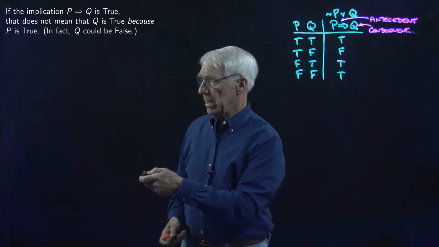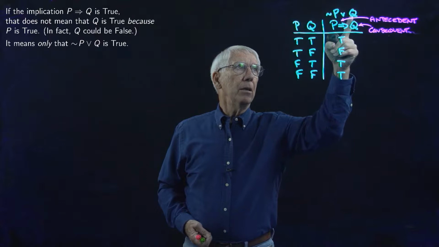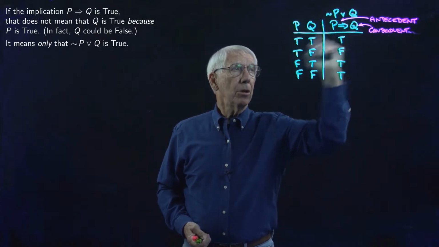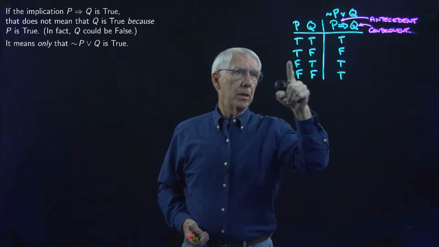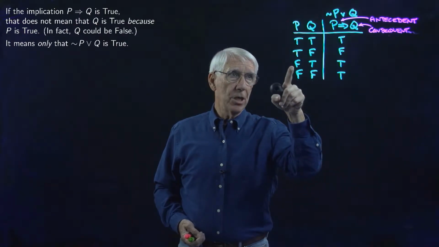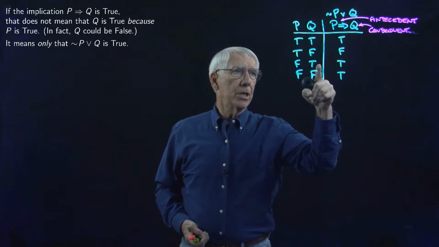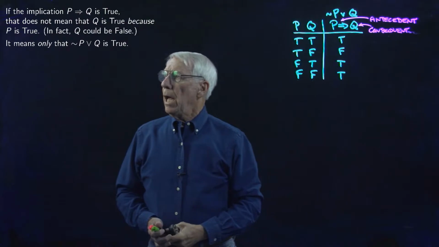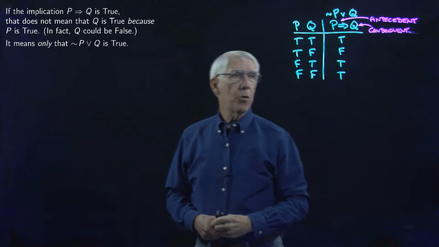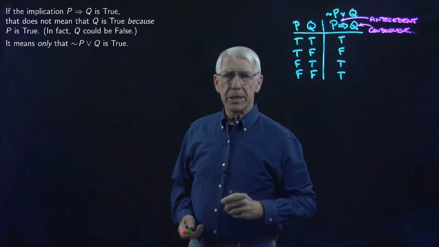All this means is that not P is true or Q is true. That is, P is false, as in these two lines, or Q is true, as in these two lines. So any one of these three lines makes the implication true. Let's look at three examples of statements that will help bring this out a little bit.